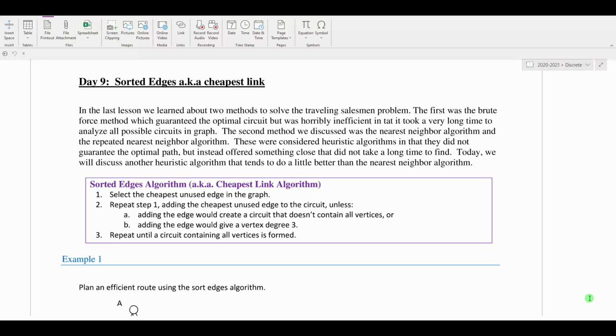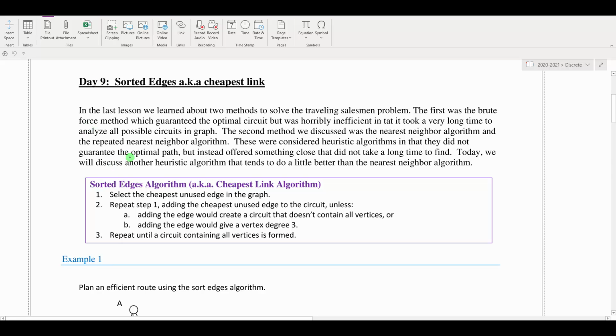All right, and we've learned two methods for this so far. We learned about the brute force method, which is where we actually go and find every single Hamiltonian circuit that exists in the graph, and then simply choose the shortest one. We found that was a lot of work, and especially for larger graphs, was nearly impossible to manage.